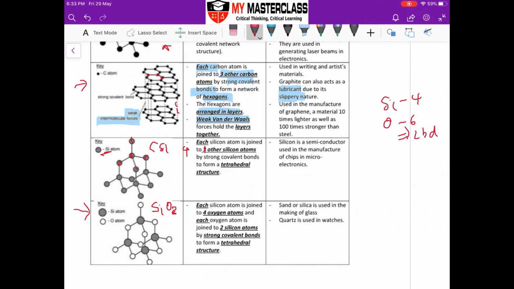So look at this. You have one silicon atom, and this silicon is connected to 4 oxygen atoms over here. But one oxygen atom is only connected to two silicon atoms. So we describe it as each silicon atom is connected to 4 oxygen atoms, while each oxygen atom is connected to 2 silicon atoms. Then they form a strong covalent network. Again, we call this a tetrahedral structure. Sand and silicon are used to make quartz as well as glass. Good to know.